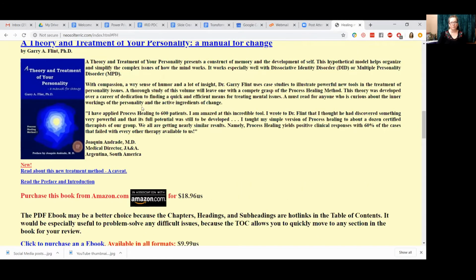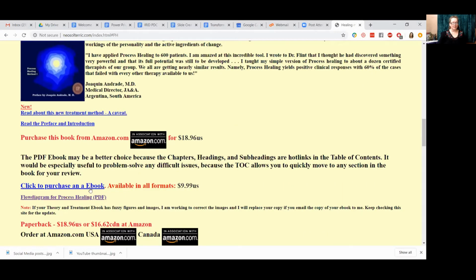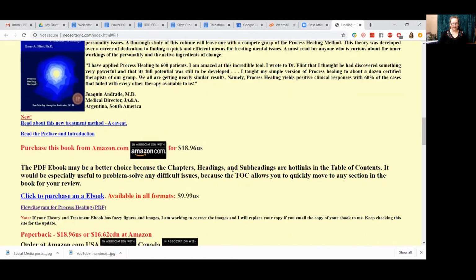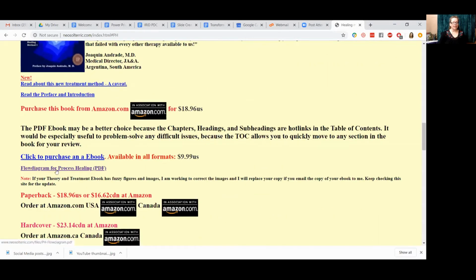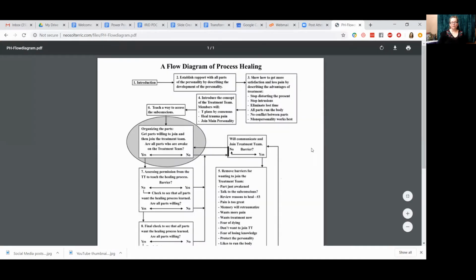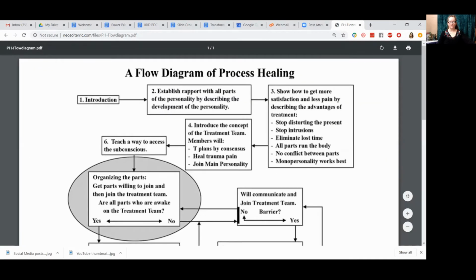And again, I highly recommend getting the book, however you buy it, whether you get it directly from his website or just go on Amazon and get it. Either way, I recommend getting the book, but you can also download the first 3 chapters for free. And here is the flow diagram for process healing. Here's the PDF. And here is the flow diagram. I'll make it bigger so we can see each of the steps.